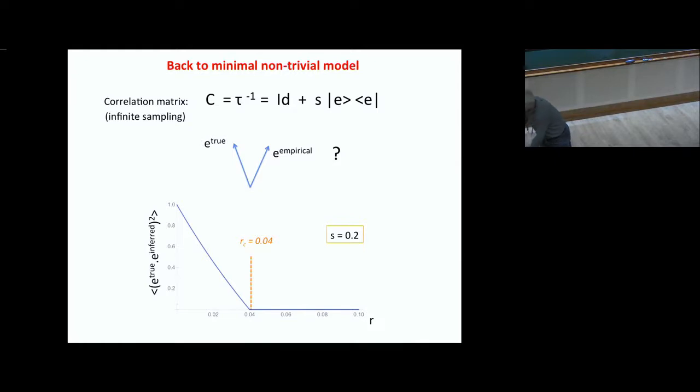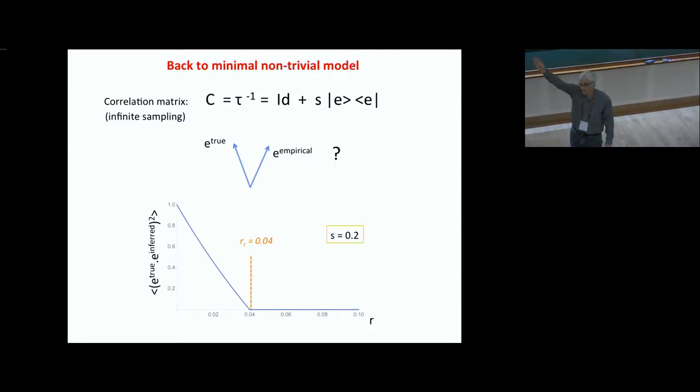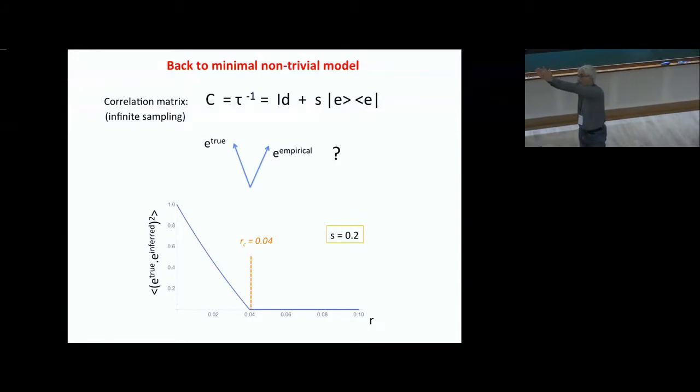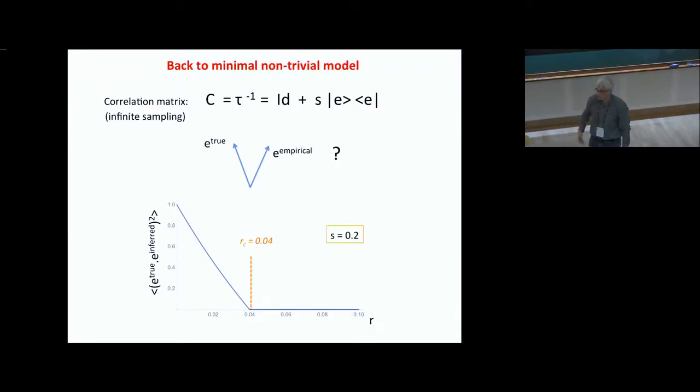That means that if I have my true direction somewhere here in the p-dimensional space, and R is larger than S squared, the top eigenmode is totally uncorrelated with the true eigenmode. So they are essentially orthogonal. In large dimensional space, they are always orthogonal. And if you are below R equal to S squared, so you have enough data, they tend to align. As R decreases, the empirical one goes along the true one, and you see the dot product goes to one, which is the perfectly aligned case.